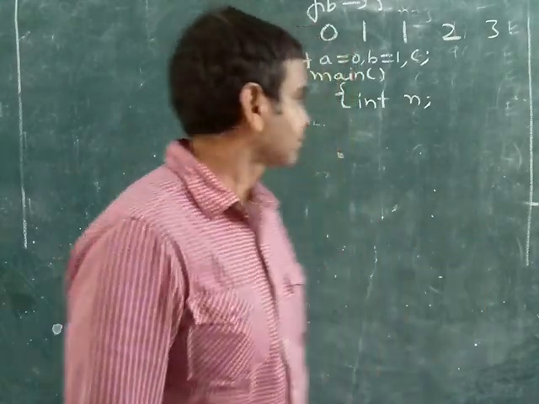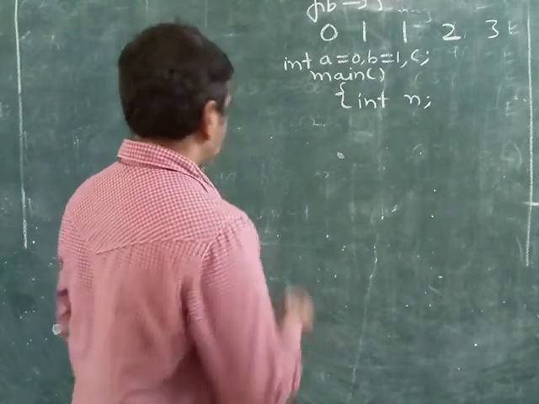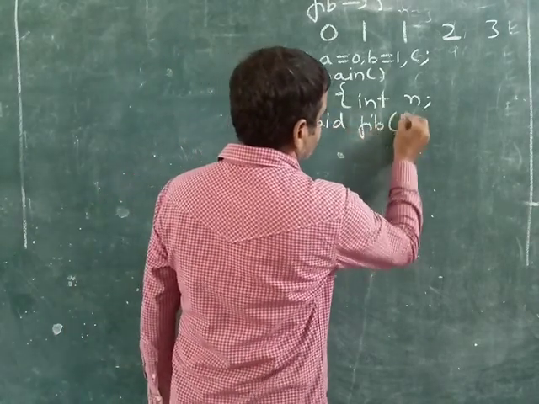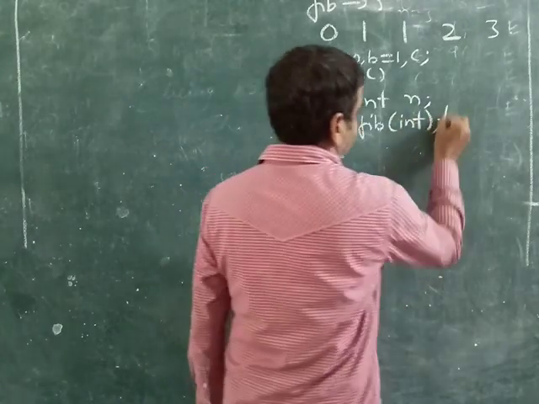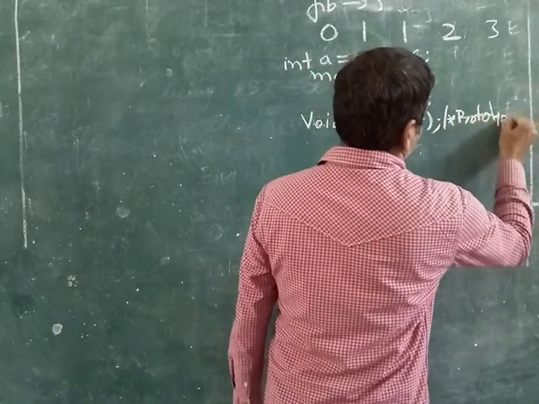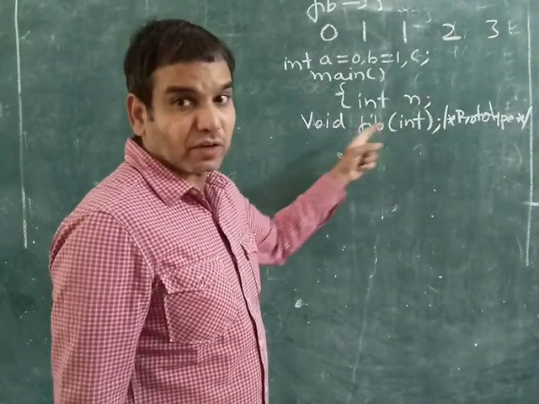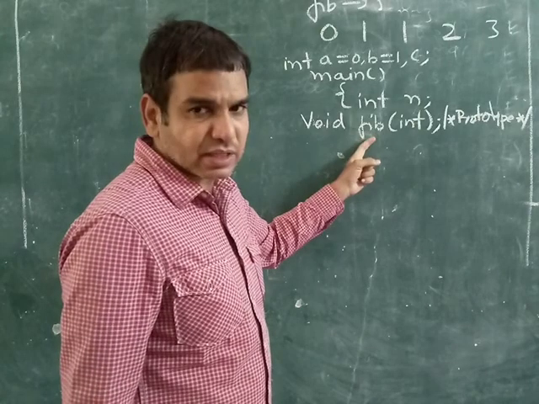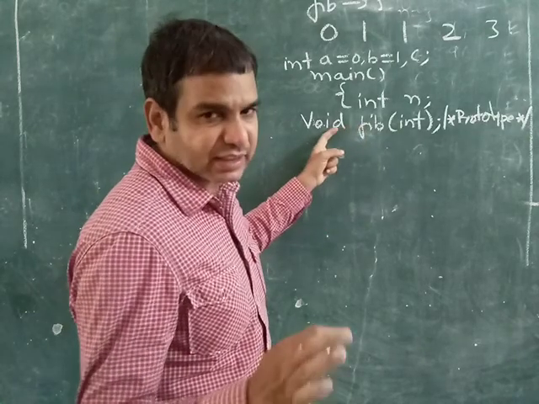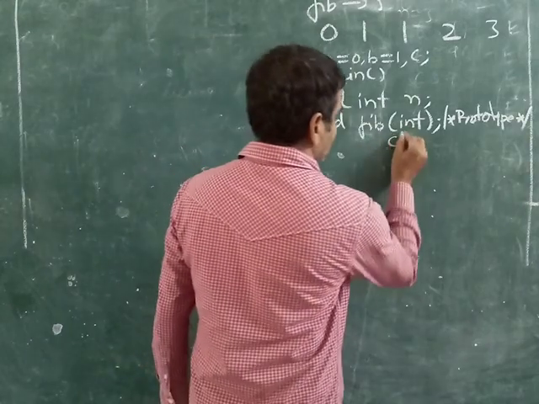Okay. If you take a prototype, how will the prototype be? Here, see, void Fibonacci of integer. This is a prototype. It means a function with argument without return. Fibonacci series is one of the user defined functions which receives input as an integer and does not return any value because it is void.